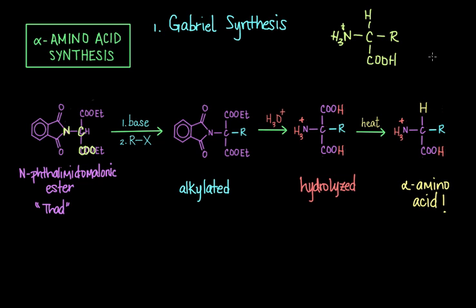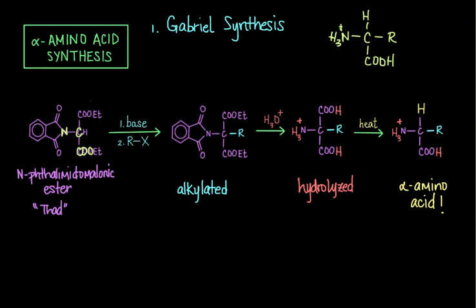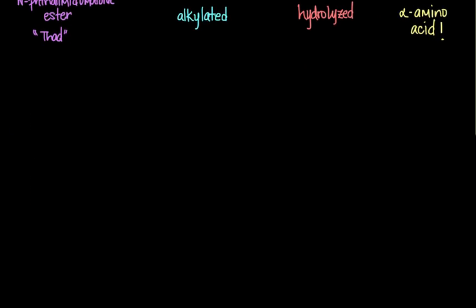And so now that we have Gabriel synthesis down, let's move on to Strecker synthesis here. So let's make a little room for that. So next we have Strecker synthesis. And the Strecker method is considered to be a somewhat more elegant way of synthesizing amino acids because it's really a lot more simple and efficient. And just remember that simplicity is elegant.